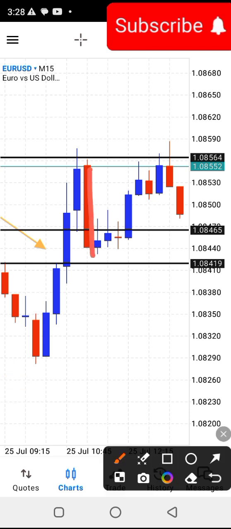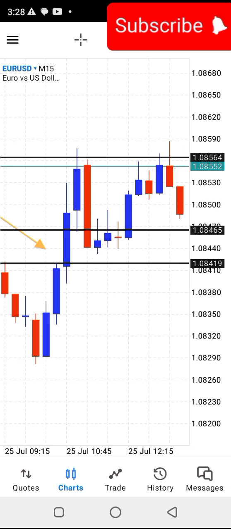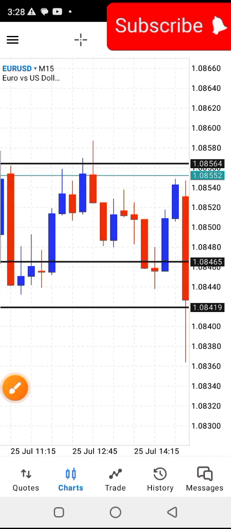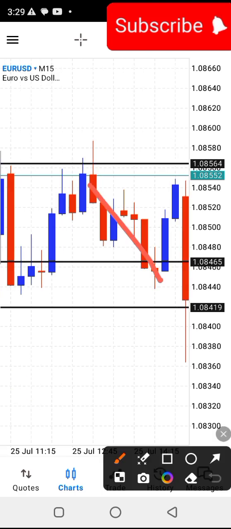And you can see what happened. Price traded back into it and pushed in the upwards direction. It even came back again and pushed in the upward direction, showing you that that level is a very strong and solid level.